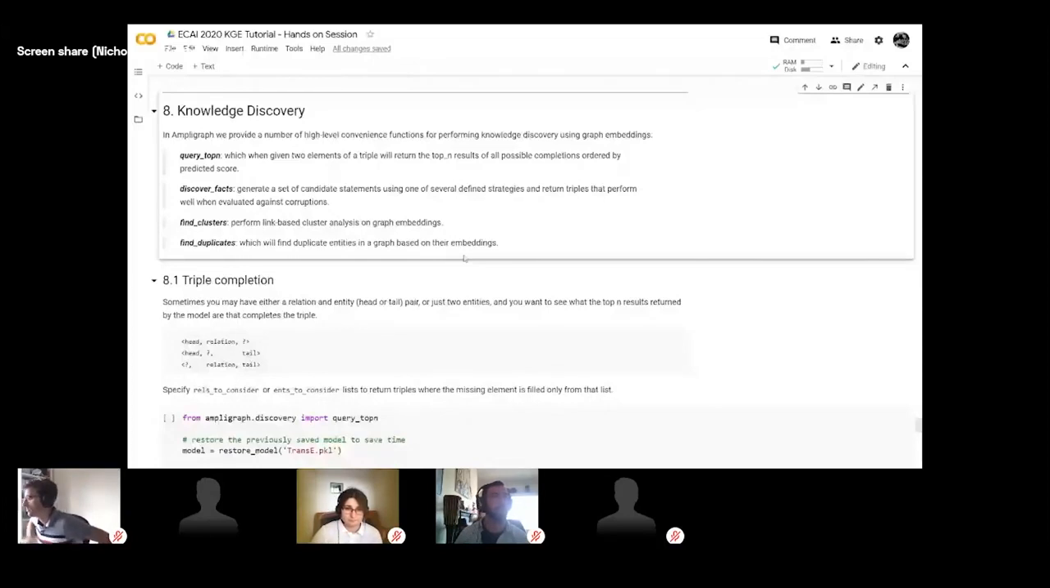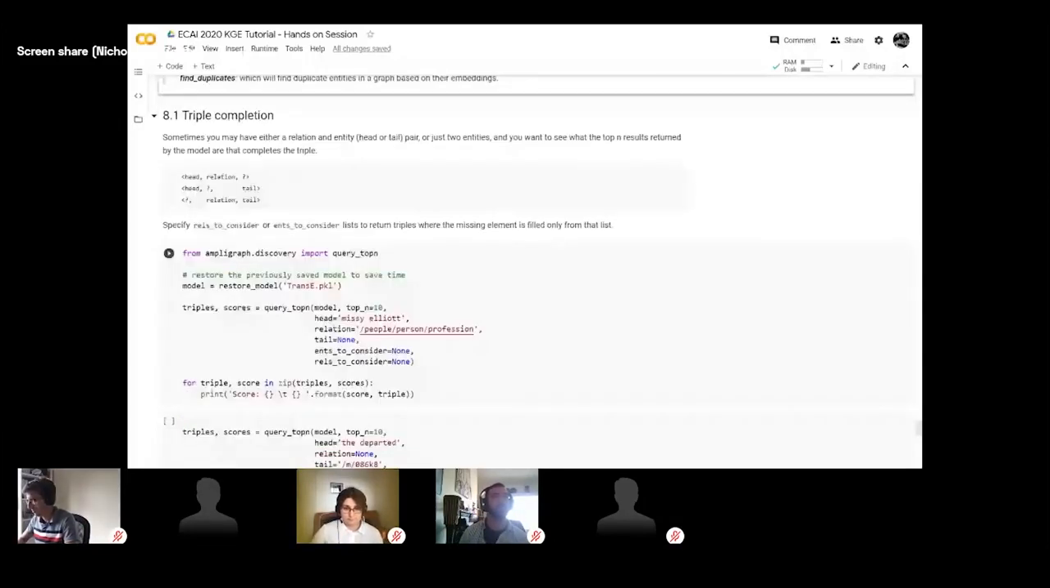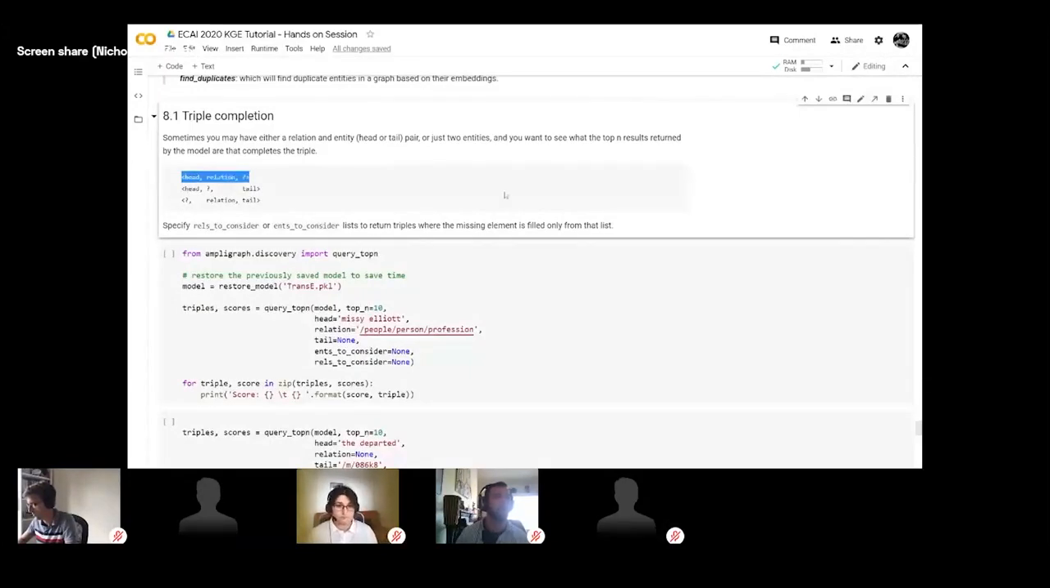So the first example is triple completion. As I mentioned, sometimes you might have a triple and you have either a relation or one entity, so either the head or the tail, and you want to see what are the most likely completions of that triple. Here are shown the three instances we're considering. We have the head and relation, and we just want to know what's the tail entity. Or we have the head and the tail, and want to know what are the possible relations that connect these two. Or we're just missing the head entity. If we have particular sets of relations that we want to consider, or specific entities, we can also provide them to the function by specifying rels to consider or ents to consider.